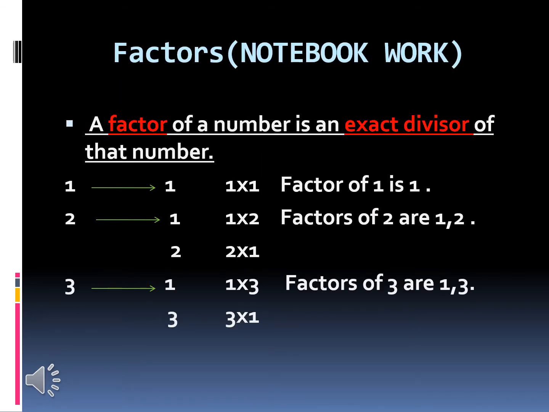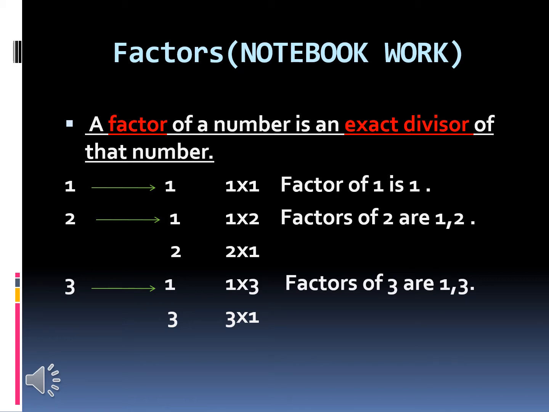What are factors? A factor of a number is an exact divisor of that number. Exact divisor means when we divide it by a number, we get remainder 0. Let's quickly see some examples. For example, 1. 1 comes in table of 1 only. So 1 is divisible by 1. So factor of 1 is 1.